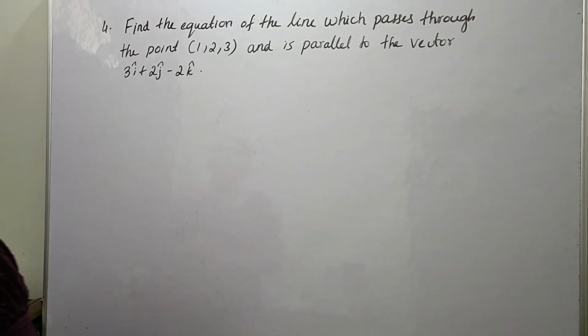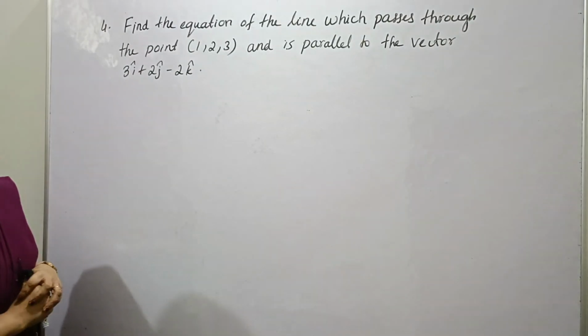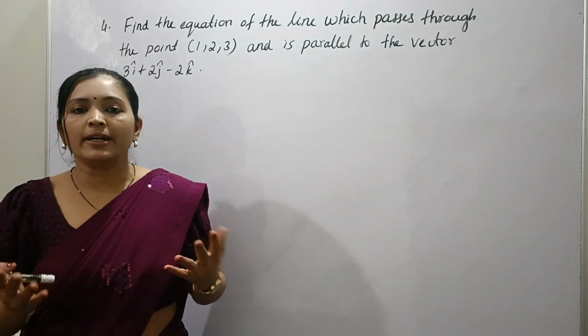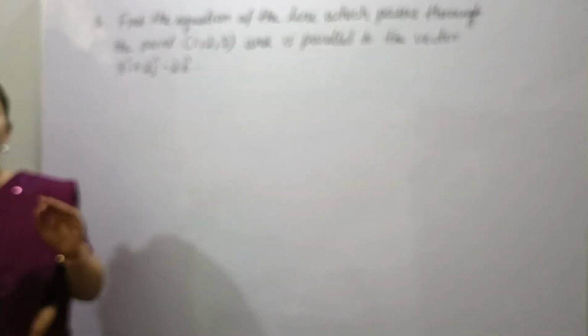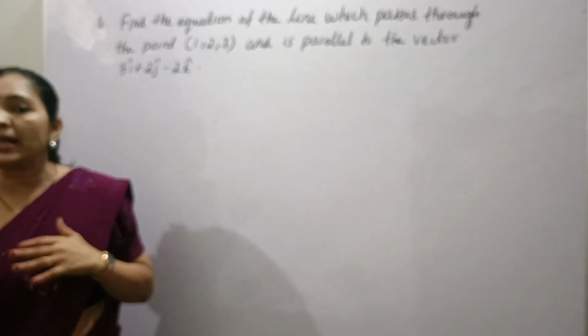Next question: find the equation of the line which passes through the point (1, 2, 3) and is parallel to the vector 3i + 2j − 2k. Here we have already learnt how to find the equation of a line when a point on the line and a parallel vector are given. Same thing here. So, what is the equation of the line?